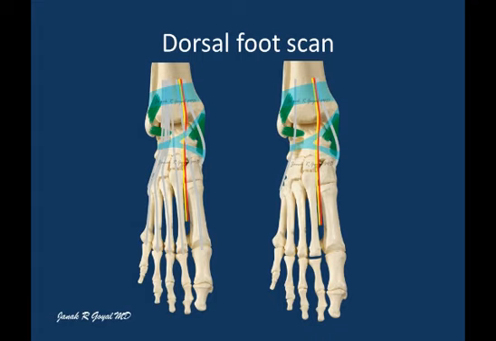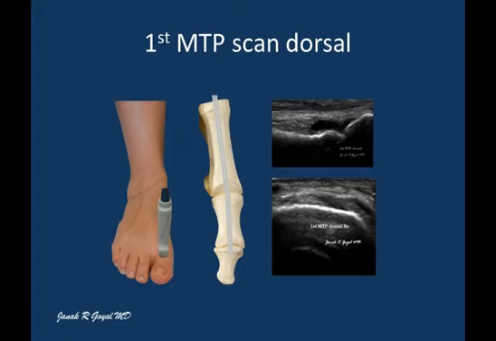Examine all MTP and IP joints, and also look for Freiberg's disease in adolescent teenage girls with foot pain. Freiberg's disease is a collapse of the articular surface of the second metatarsal head, mainly in teenage girls. Examine the metatarsophalangeal joint along both long axis and short axis for evidence of joint effusion or any synovial pathology such as crystal deposits and erosions.